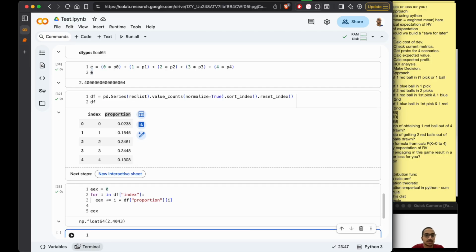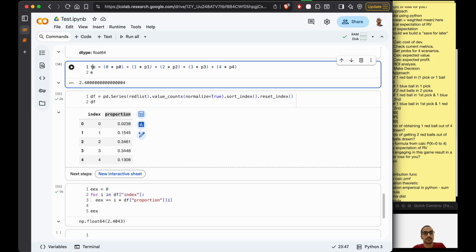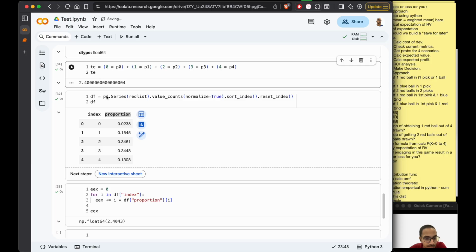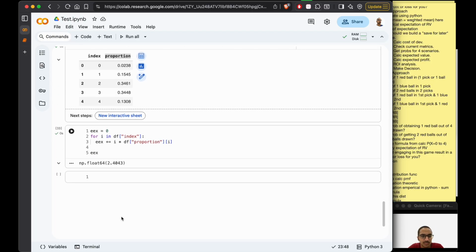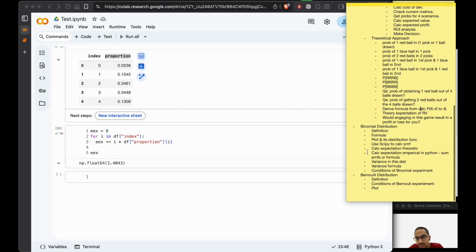Let's check EE. You see here we got somewhere pretty close. Empirical expected value is 2.4043. Our theoretical expected value, called TE, is 2.4. Pretty close. So that's how we calculate expected value. Now there's one more way we can calculate expected value. We'll see that in binomial distribution.